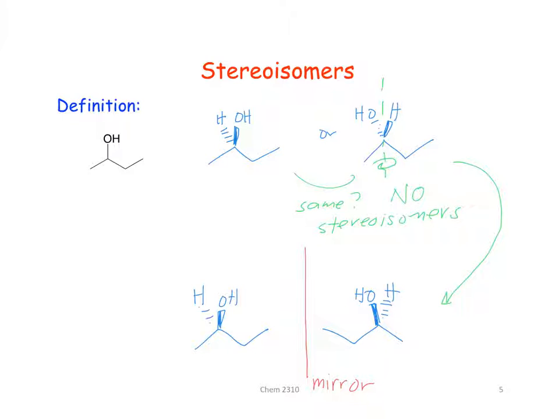Alright, so now let's compare these two across our mirror. Notice that the two ethyl groups face each other. The OHs are both pointing out towards us, so they're reflecting each other. The H's are reflecting, and the methyl groups are pointing away. So yes, these are mirror images, and they're different from one another, and so these are enantiomers.